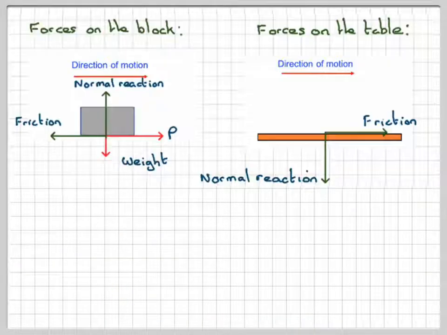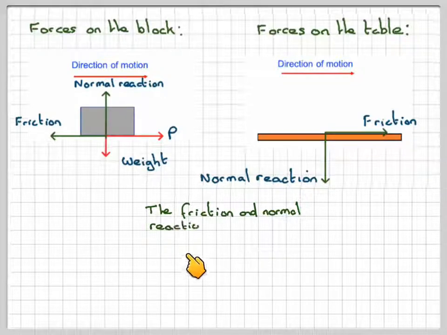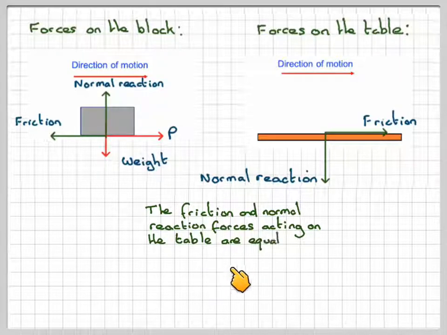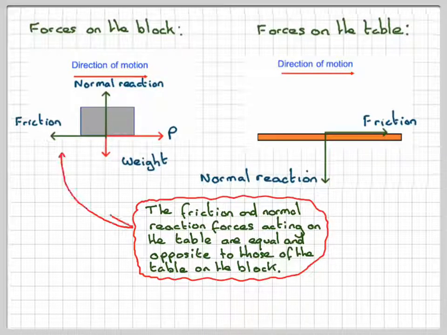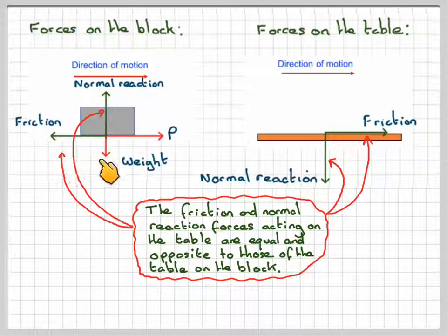Now there's some notes to think about here. So here's our diagrams again. The frictional and the normal reaction forces acting on the table are equal and opposite to those on the block. So basically these two here will be equal but acting in opposite directions, and these two here will be equal but in opposite directions.